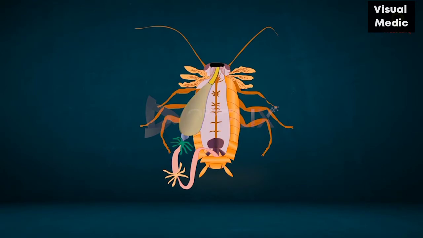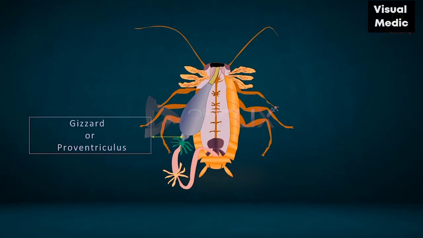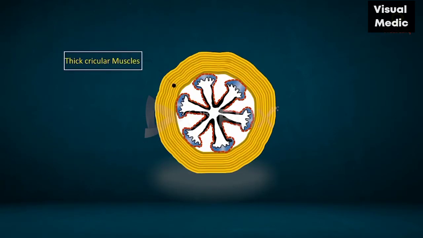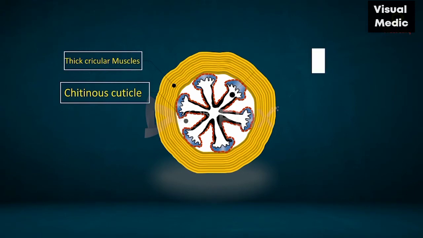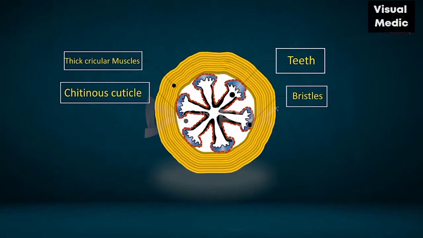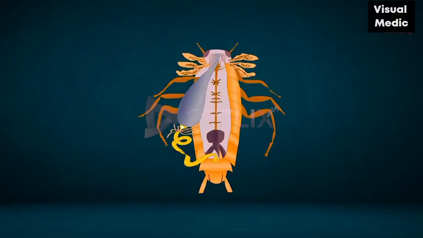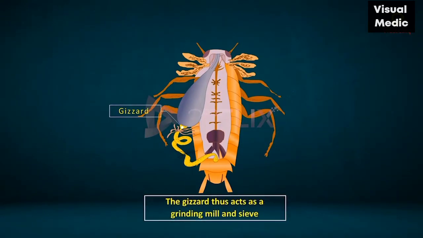The crop leads into a thick-walled muscular gizzard or proventriculus. The wall of the gizzard has an outer layer of thick circular muscles and an inner layer of thick chitinous cuticle. The inner chitinous lining of the gizzard has six powerful teeth, which serve as the grinding apparatus. Behind each tooth there is a hairy pad with backwardly directed bristles. The food is thoroughly ground into fine particles by the teeth. The fine particles are then filtered by the bristles. The gizzard thus acts as a grinding mill and sieve.